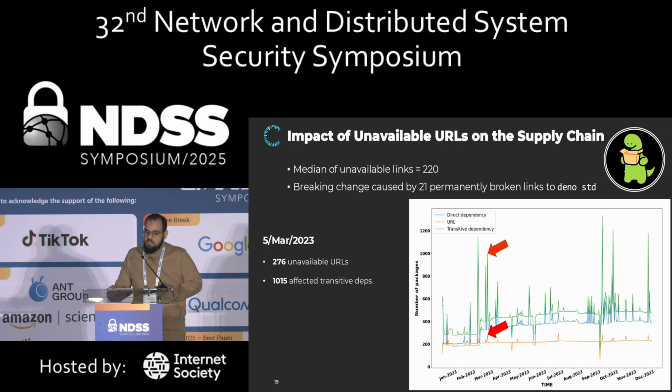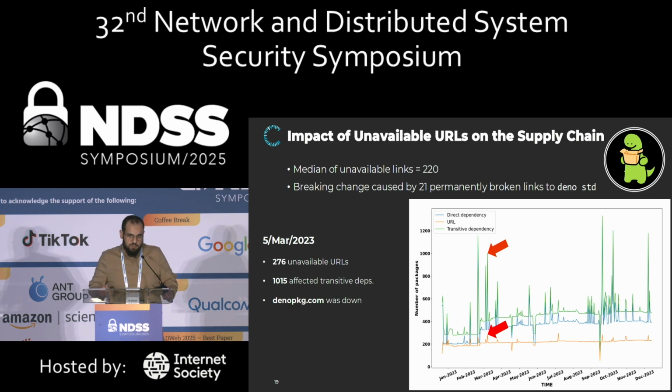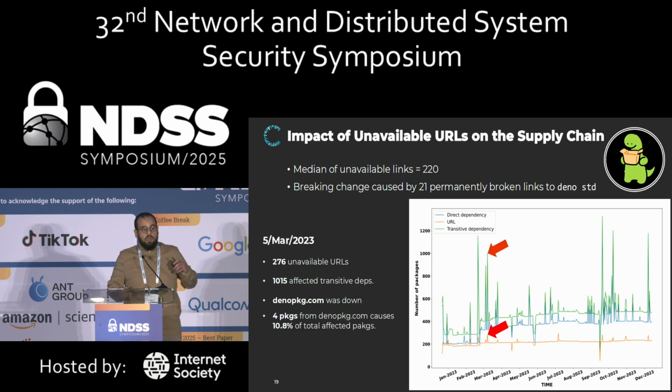affecting 1,015 transitive dependencies. And at that time, one of the main contributors to the Deno ecosystem was Deno package. Four of them had a significant amplification factor, with 10% of total affected packages.